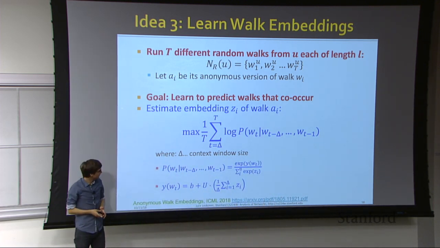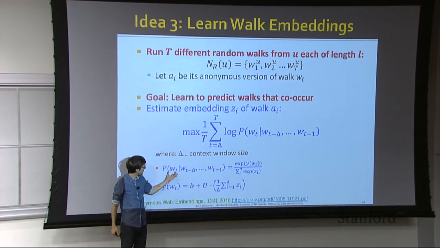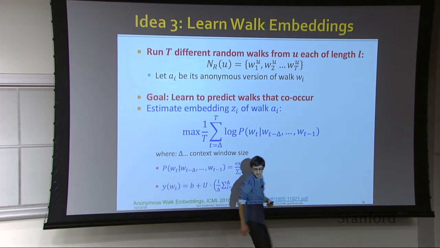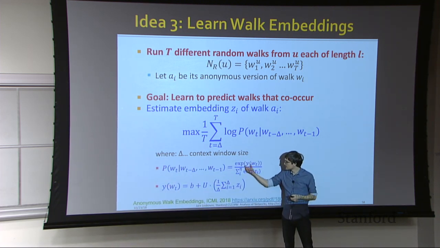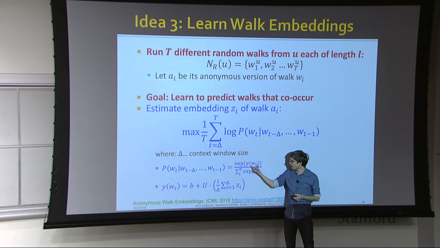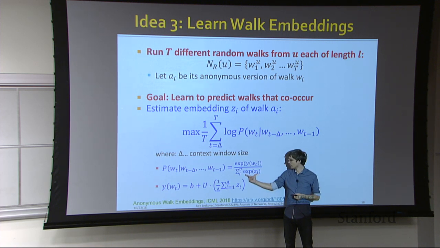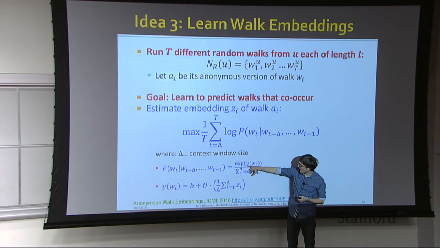How do I write out the prediction problem? I say the following. The probability of a given random walk that I see at time t, given the previous delta random walks that I've seen, will be simply e raised to this y of the walk that I've seen, divided by the normalizing constant over all possible anonymous walks that I can see in my graph.